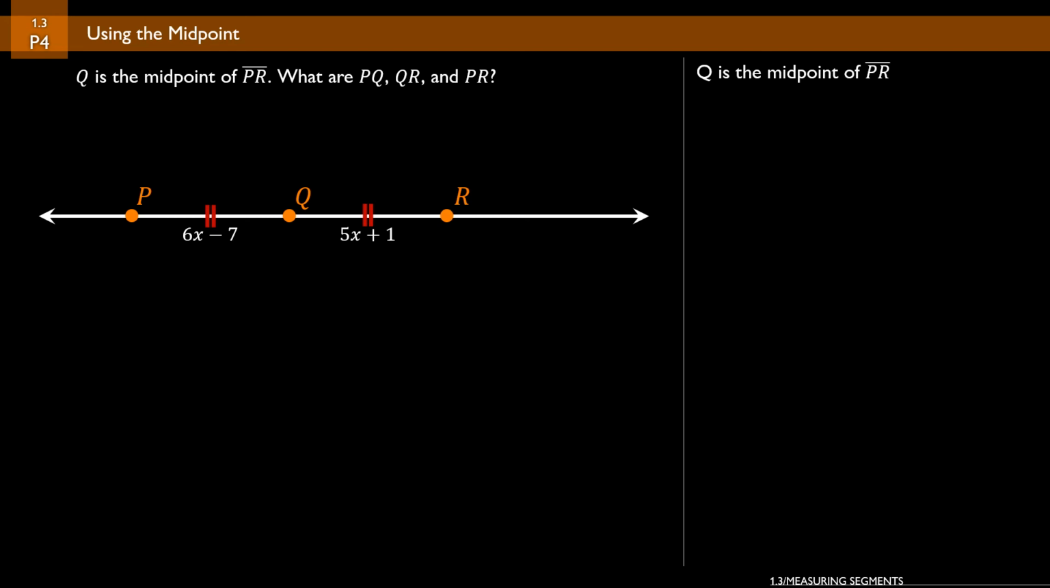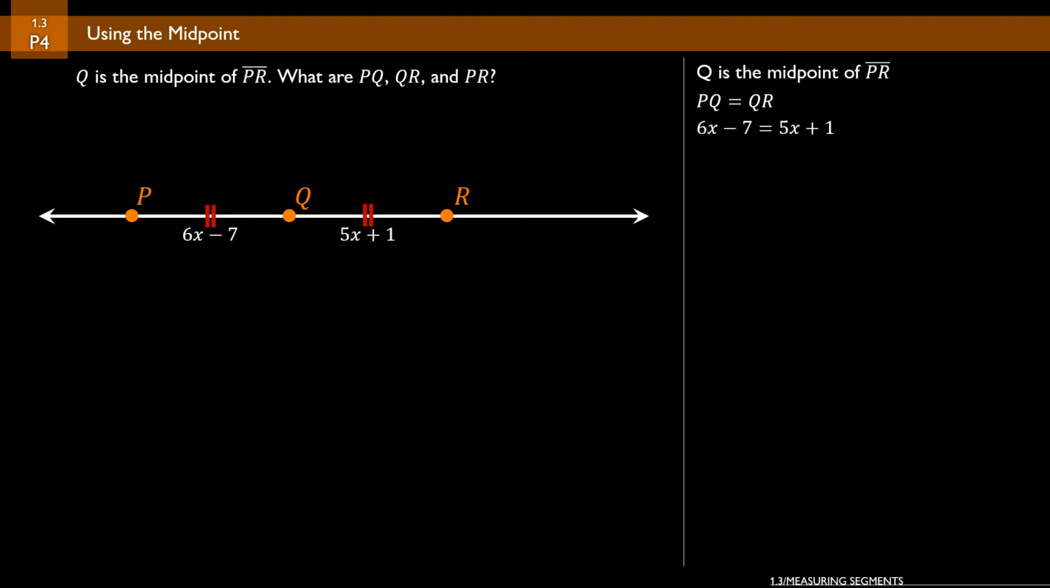Since Q is the midpoint of the segment PR, we do know that PQ is equal to QR. And what this now means is that the quantities that we're given for PQ and QR are also equal to each other. So we can write in 6x minus 7 equals 5x plus 1.